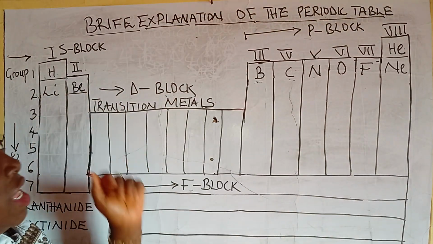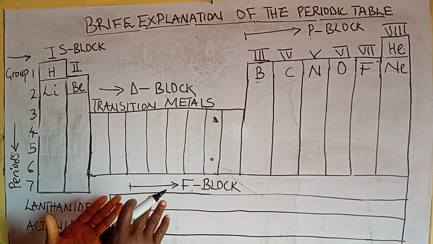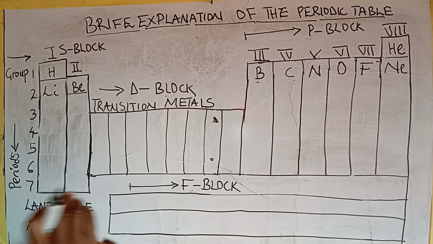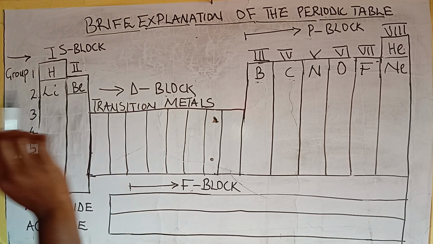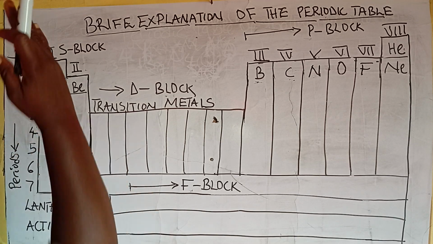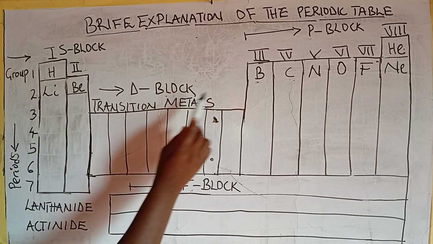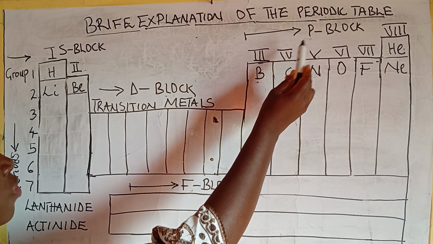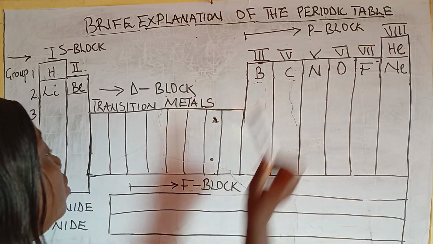Today, let us briefly explain the periodic table. The periodic table is a table where the elements are arranged according to their increasing atomic number. The periodic table has 8 groups, 8 vertical rows called groups. We have group 1, group 2, group 3, group 4, group 5, group 6, group 7, and group 8.